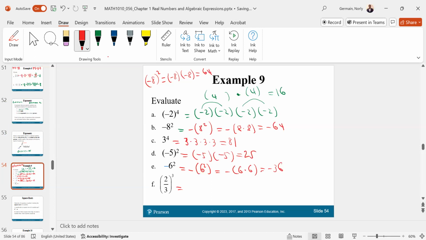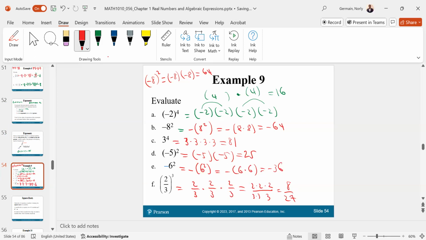And when we have fractions, look at that. You have 2/3 times 2/3 times 2/3. That's multiplication of fractions. When you have multiplication of fractions, multiply the numerators together and multiply the denominators together. So that gives you 8/27 that you cannot simplify.